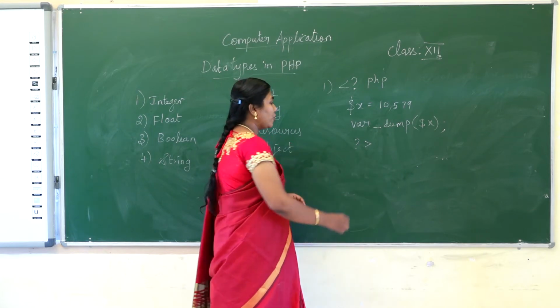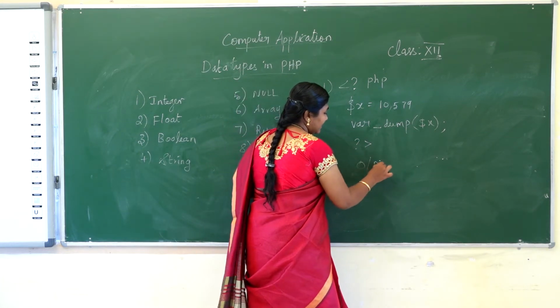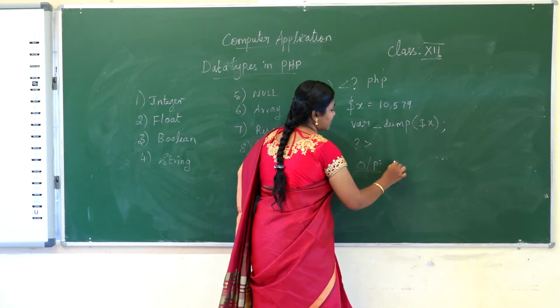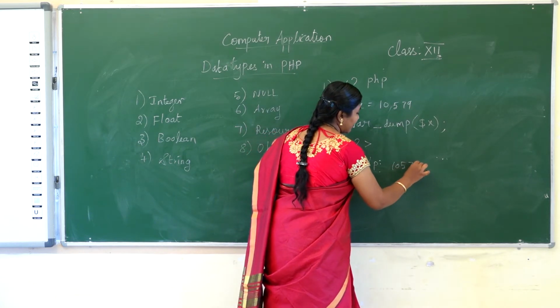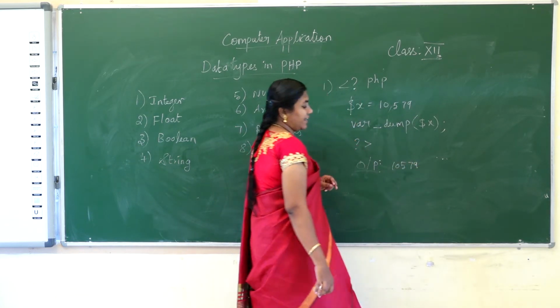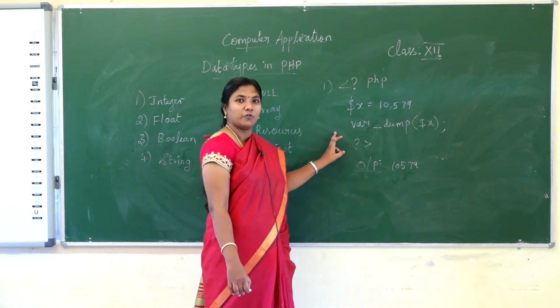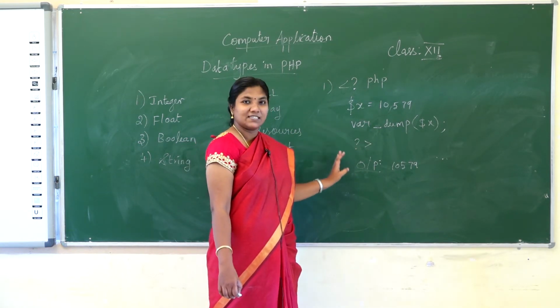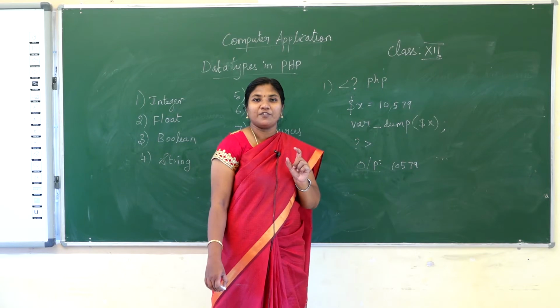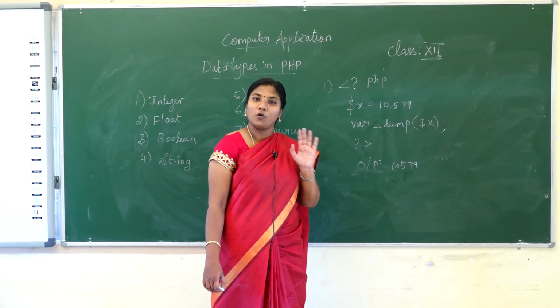So what will be the output of this? I am just printing the variable. What is the value in the variable? 10,579. So this will be the output of this coding. Have you understood this? So integer is a data type which can accept only whole numbers.